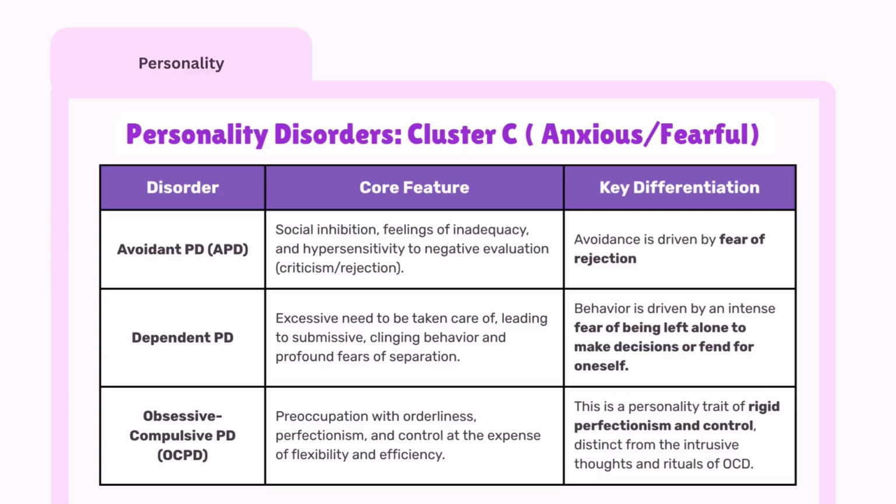The next is dependent PD, the core feature of which is excessive need to be taken care of, leading to submissive, clinging behavior and fears of separation. For example, a 35-year-old allows their parent to choose their career, their apartment, and their friends, and is distraught by the thought of making any decisions alone.